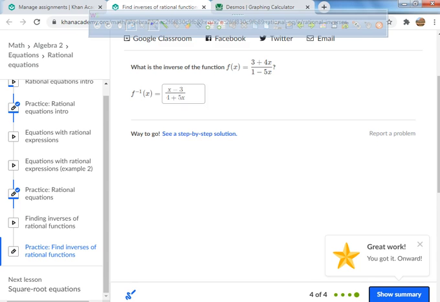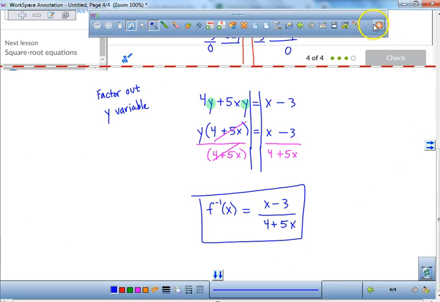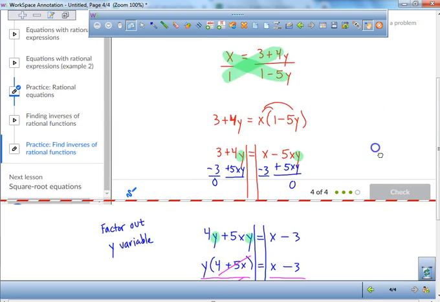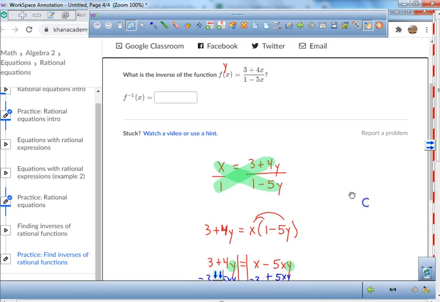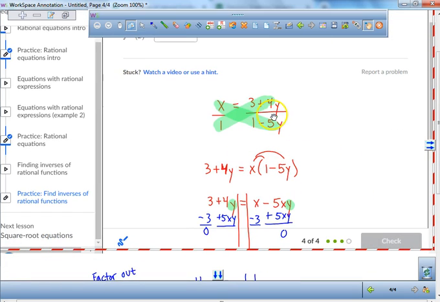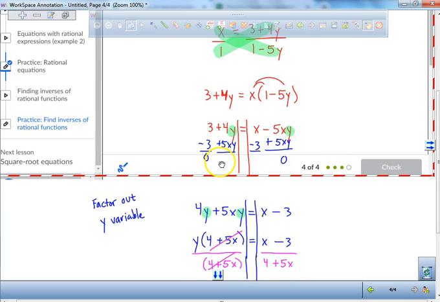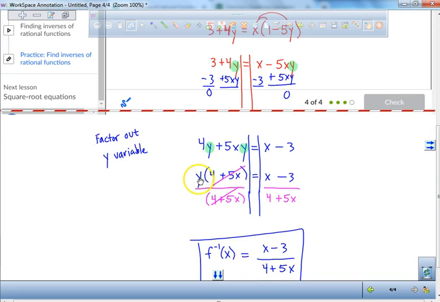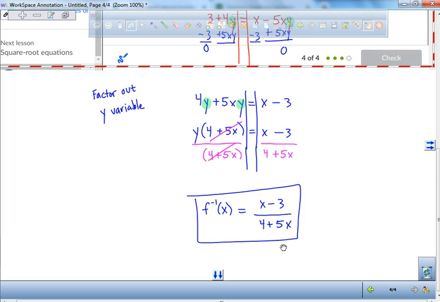All right, so let's do a quick little review. It won't take long. You can just shut this video off if you don't want to watch it anymore. That's fine. But you've got to swap the x's and the y's. Then, once you do the cross multiplication, you distribute the x. Then you get all of the y's over to one side and all the x's and everything else to the other side. Then you factor out a y. Divide both sides right here. And voila, you get your inverse. And that's all you've got to do.